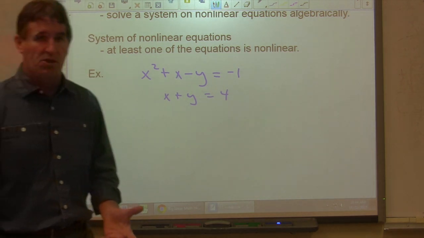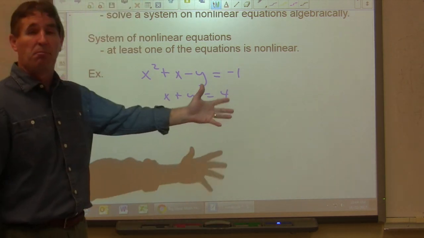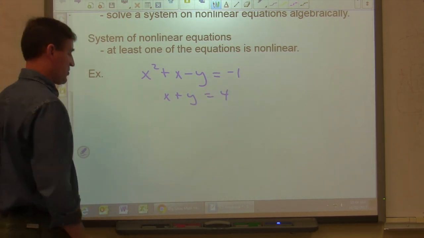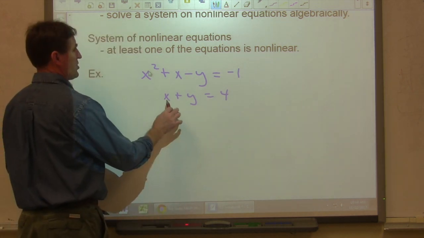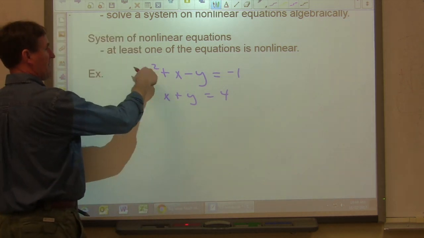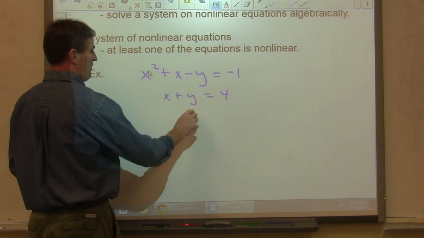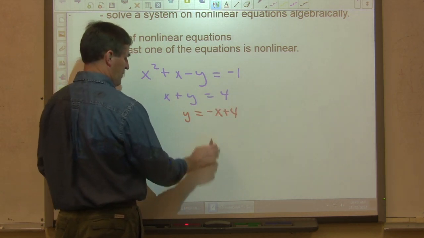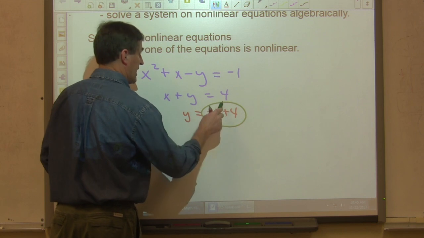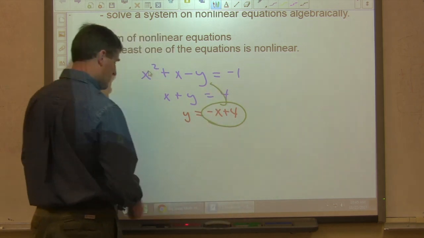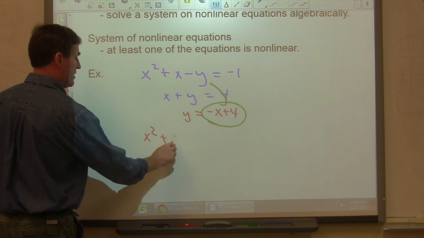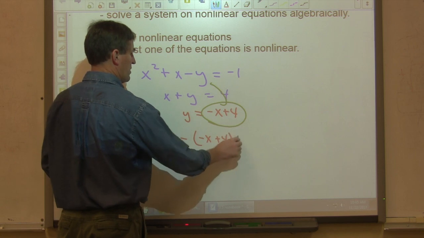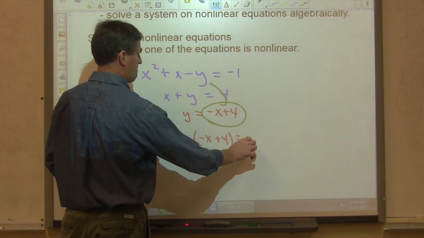So you can do these by substitution or elimination. I'll show this one both ways and you can decide which way you like. I usually prefer elimination, but let's do it by substitution first. Since I have an x squared, I would get rid of the y. So I'm going to solve for y here and subtract x and get -x plus 4 equals y. And then I'm going to substitute that in for y. And so we get x squared plus x minus, and then parentheses, -x plus 4 equals -1.